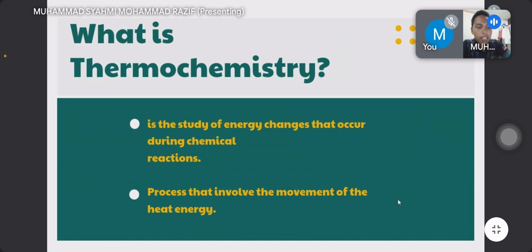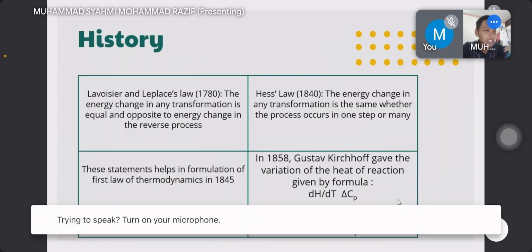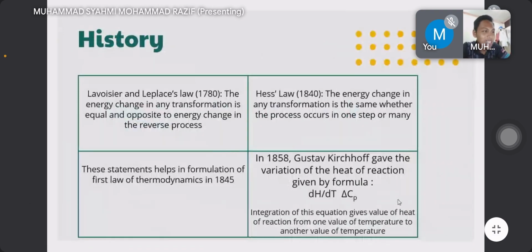The history of thermochemistry. First, Lavoisier and Laplace's law in 1780: the energy change in any transformation is equal and opposite to the energy change in the reverse process. Then Hess's law in 1840: the energy change in any transformation is the same whether the process occurs in one step or many. This statement helps in the formulation of the first law of thermodynamics in 1845.